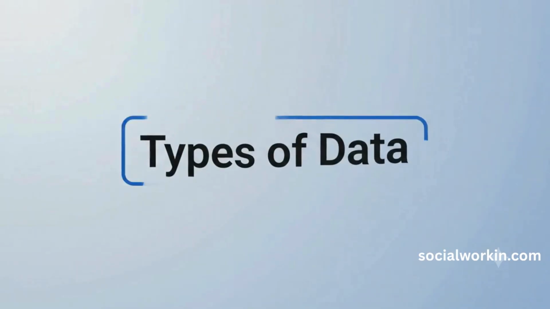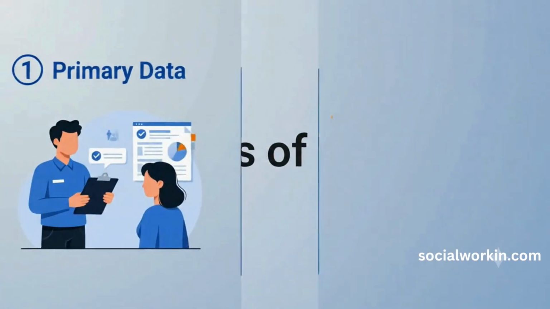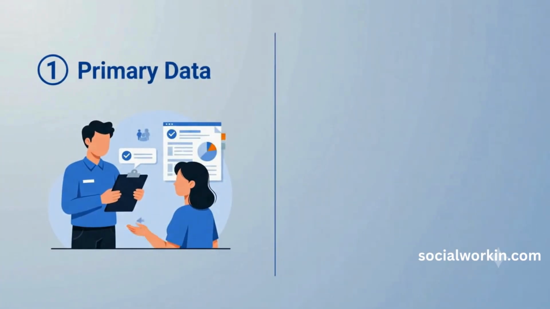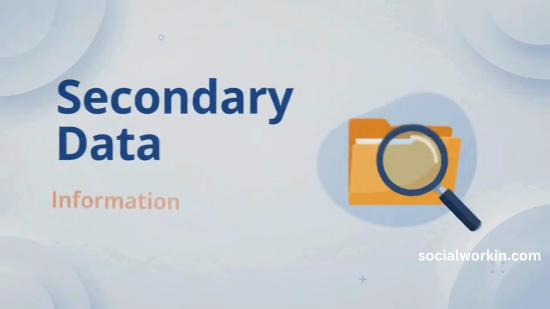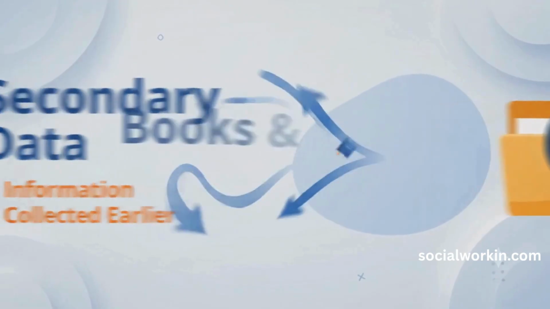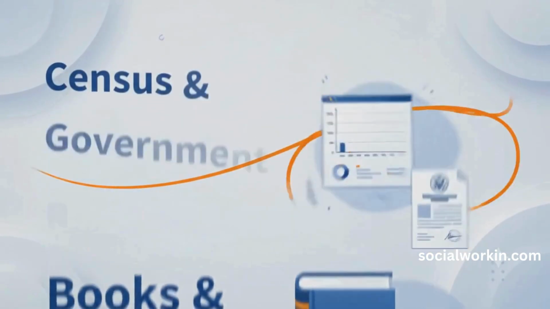There are two types of data. Number 1, primary data, collected by the researcher for the first time. Number 2, secondary data, collected earlier by someone else, such as books, journals, census reports, and government publications.